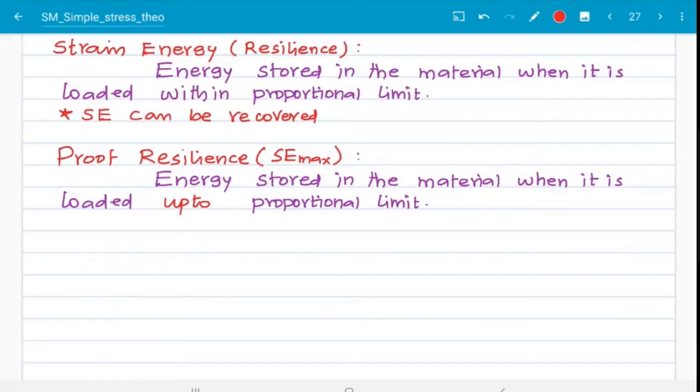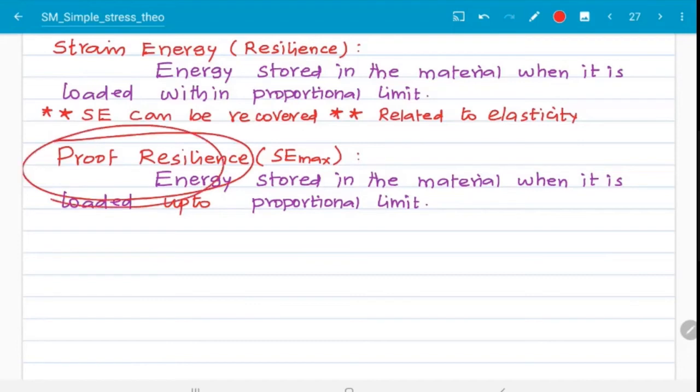So right now we are discussing about strain energy only. Strain energy is recoverable. That is important point. Strain energy is related to elasticity. So don't forget, strain energy is related to elastic property. Right? So the maximum possible strain energy is called as proof resilience. It is a new term. Try to remember this name.